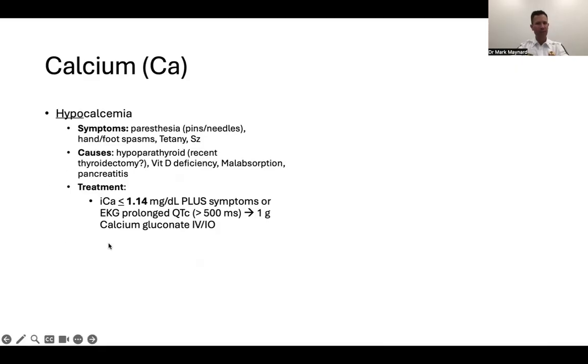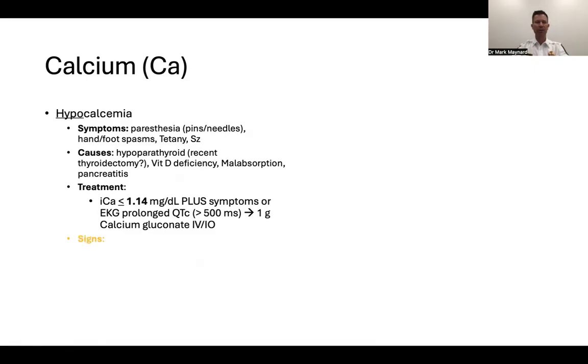If they meet that criteria of having symptoms or prolonged QTc plus a low calcium, we're going to go ahead and give them 1 gram of calcium gluconate, not calcium chloride. Remember, that's only for cardiac arrest, but calcium gluconate.